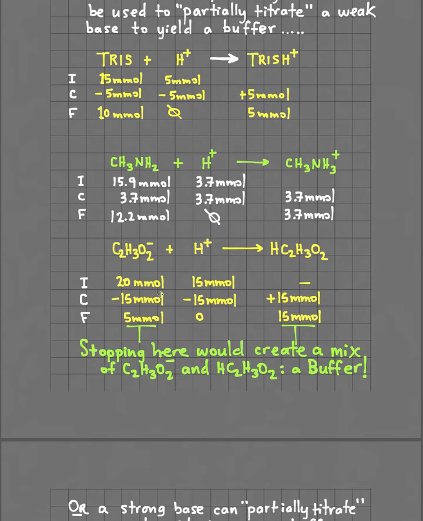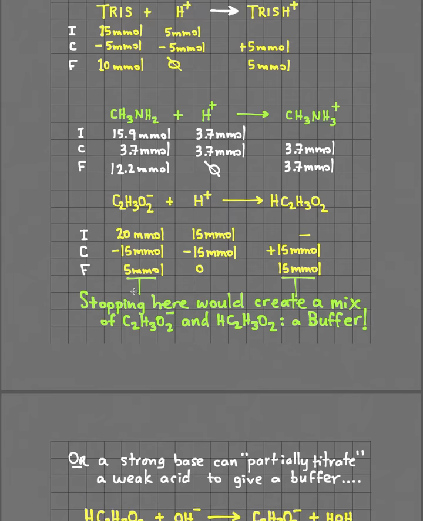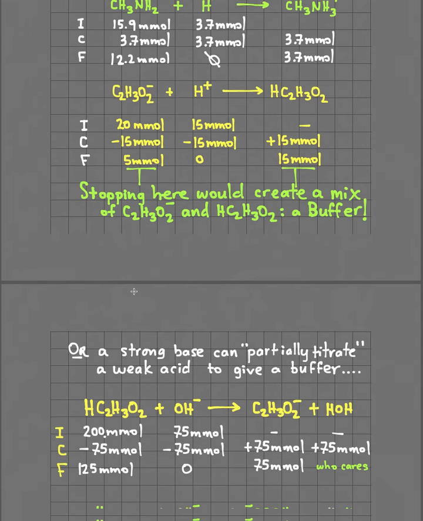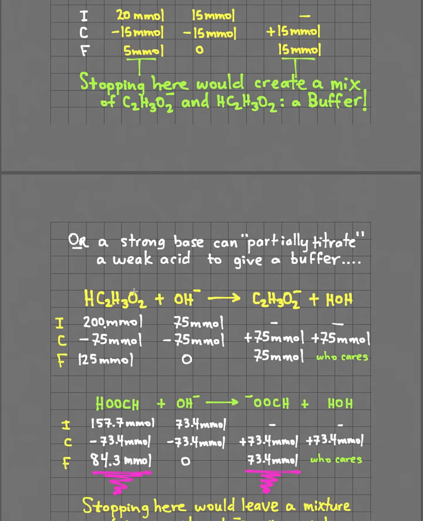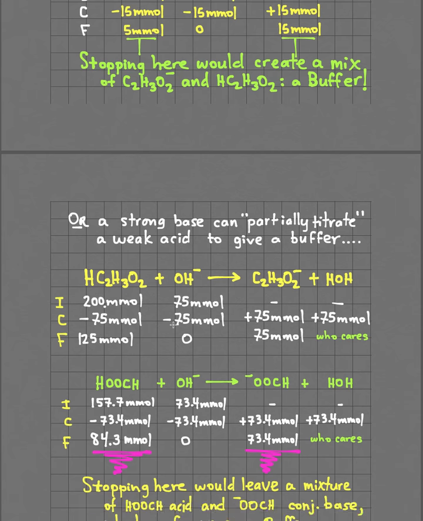So in other words, we're taking a weak base or a weak acid and titrating it just partially to give some of the conjugate base if it was an acid, or acid if it was a base. I don't even think I'm going to finish that tris question. I'm just going to move on to some other examples.